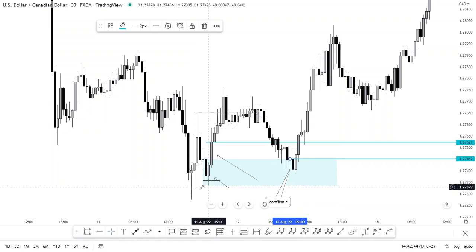And then you put your stop loss below. This one will be risky because we have another low here, but because we want to reduce the risk in the market, we will put it here. We will find another trade in the future.